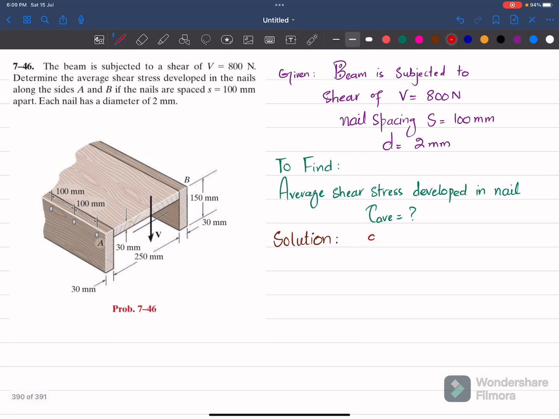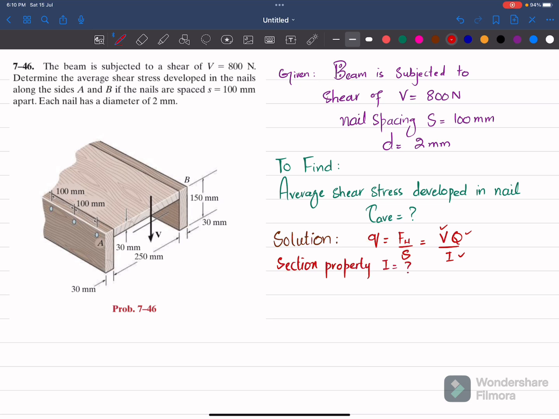We know that shear flow is equal to the horizontal shear force per unit length, which is the spacing, and that shear flow is also equal to V into Q divided by I. We have V, but we do not have Q and we do not have I. So we'll first find I, which is a section property.